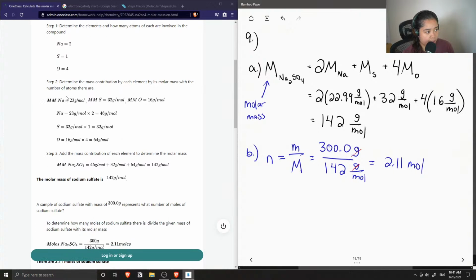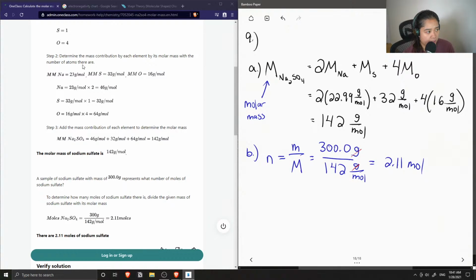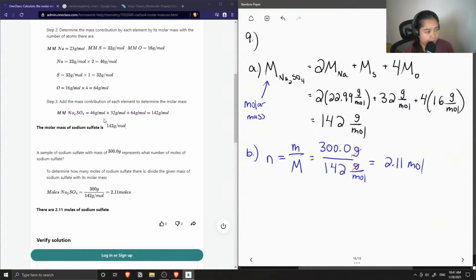Step 2 was to determine the mass contribution of each element by multiplying its molar mass by the number of atoms there are. So they summed up all the different molar masses of the elements, and then they multiplied it by however many atoms there are. 23 times 2 is 46. 32 times 1 is 32. 16 times 4 is 64.